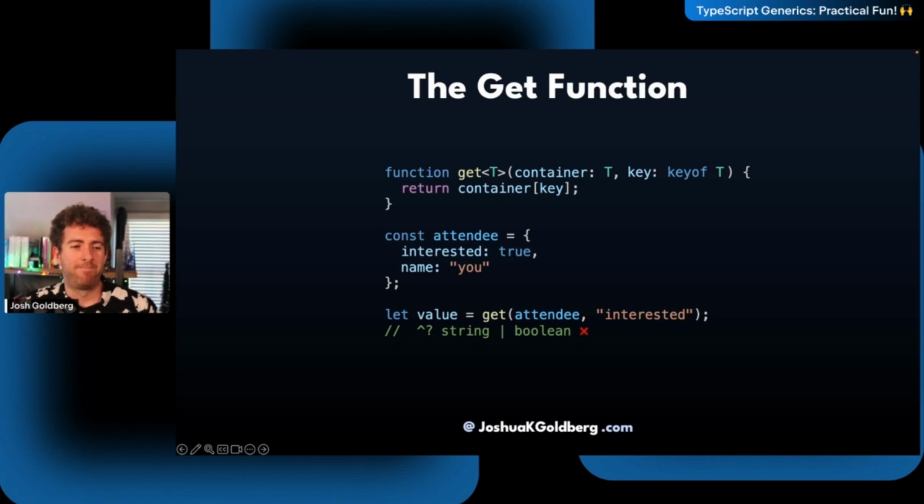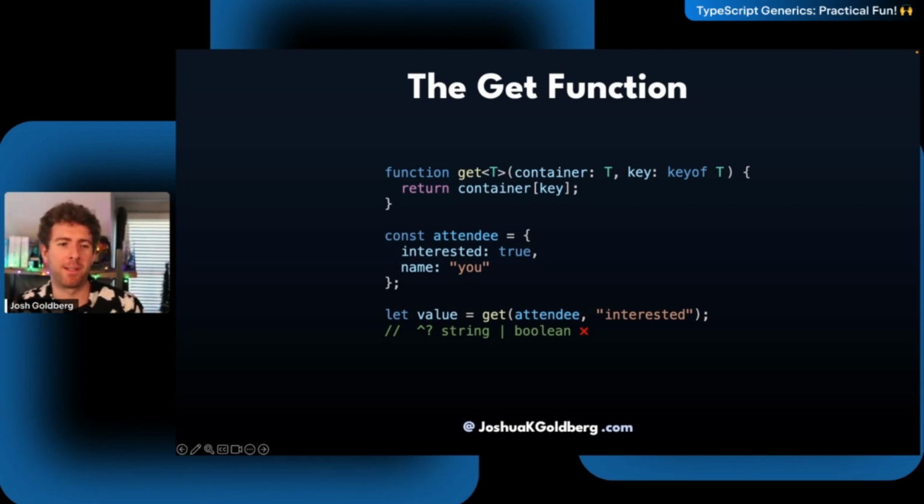But this isn't working because although there are no type errors, if you look at the return type of the function, getAttendeeInterested, it doesn't specifically return Boolean or true, it returns string or Boolean. So it kind of works, but it's not exactly what we wanted. It's accurate, but not precise.